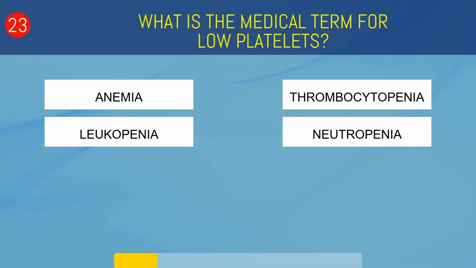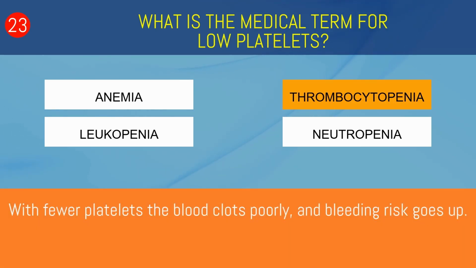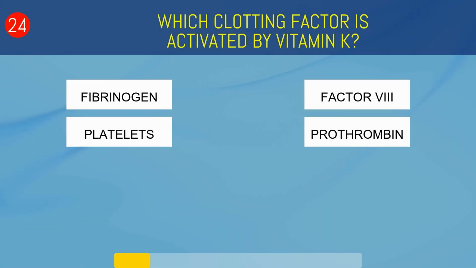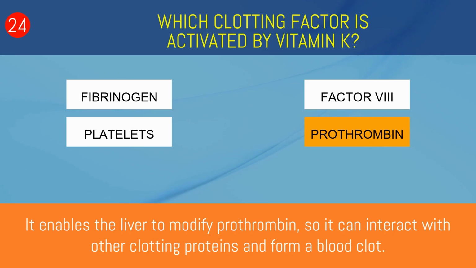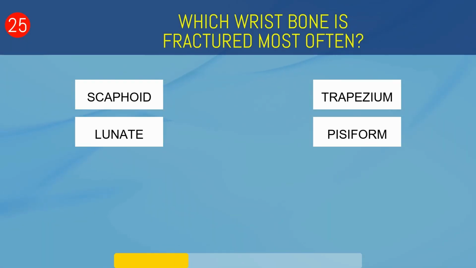What is the medical term for low platelets? Anemia, leukopenia, thrombocytopenia, or neutropenia? Thrombocytopenia. With fewer platelets, the blood clots poorly, and bleeding risk goes up. Which clotting factor is activated by vitamin K: fibrinogen, platelets, factor VIII, or prothrombin? Prothrombin. It enables the liver to modify prothrombin so it can interact with other clotting proteins and form a blood clot. Which wrist bone is fractured most often? Scaphoid, lunate, trapezium, or pisiform?